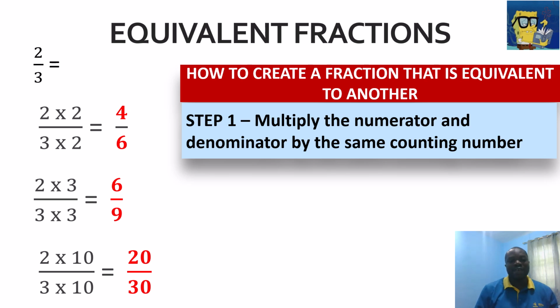In the second scenario, we are multiplying by 3. 2 times 3 is 6, and the denominator 3 times 3 is 9. The last scenario here, we are multiplying by 10. 2 times 10 is 20, and the denominator 3 times 10 is 30.